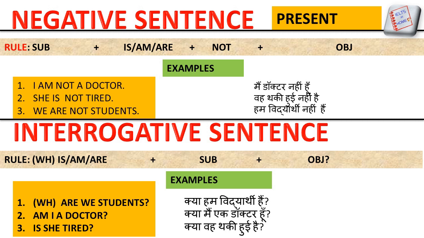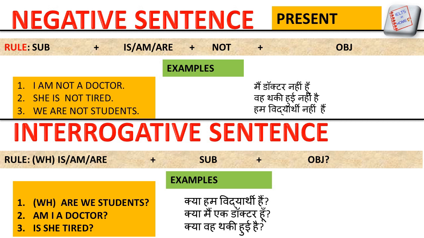And in the second example, she is the subject. In third, we is the subject. Because she is a singular, I use is, and we is the plural, so that I use are, and then I use not and then object.